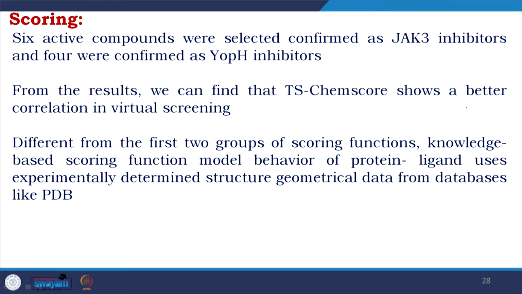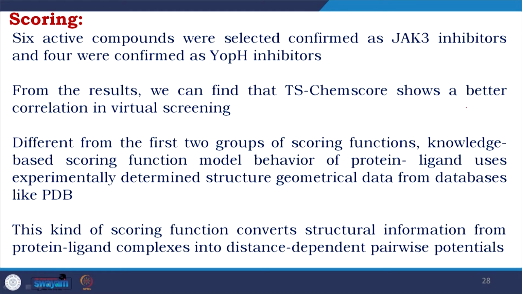Different from the first two groups of scoring functions, knowledge based scoring function models the behavior of protein ligand using experimentally determined structure geometrical data from databases like PDB, as I have explained earlier. This kind of scoring function converts structural information from protein ligand complexes into distance dependent pairwise potentials.